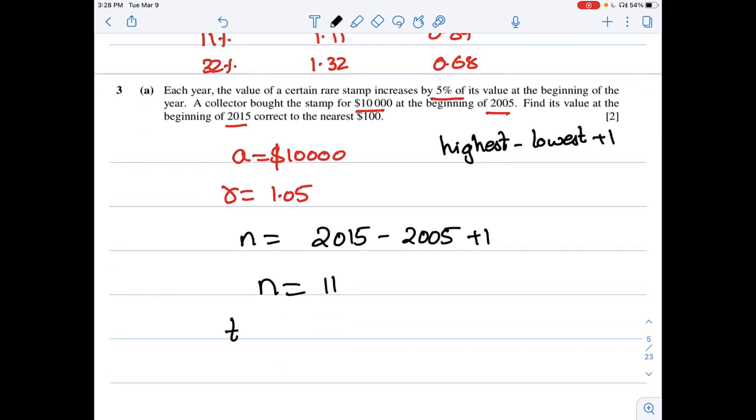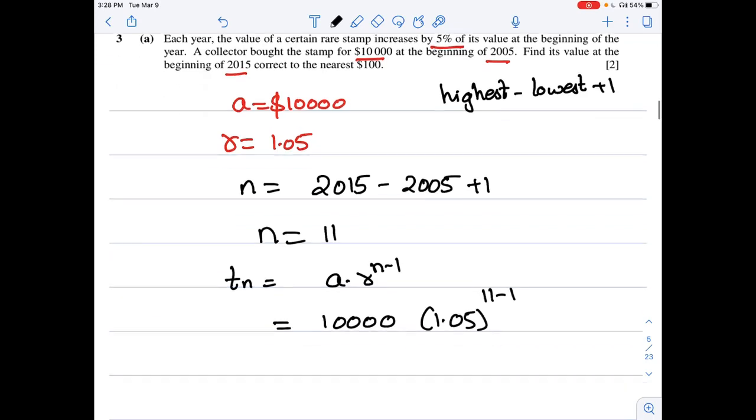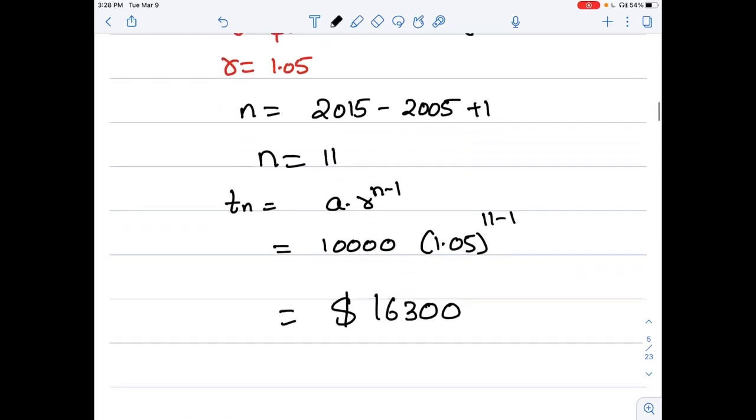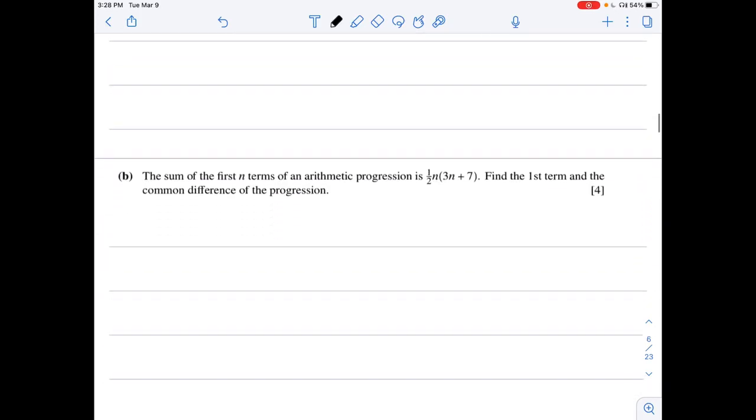Now I want Tn. So formula is a times r to the power of n minus 1. A is 10,000. R is 1.05 whole to the power of 11 minus 1. So when I simplify it to the round figure, it becomes 16,000 because he's asking to the nearest thousand. That's part A. Coming to part B.